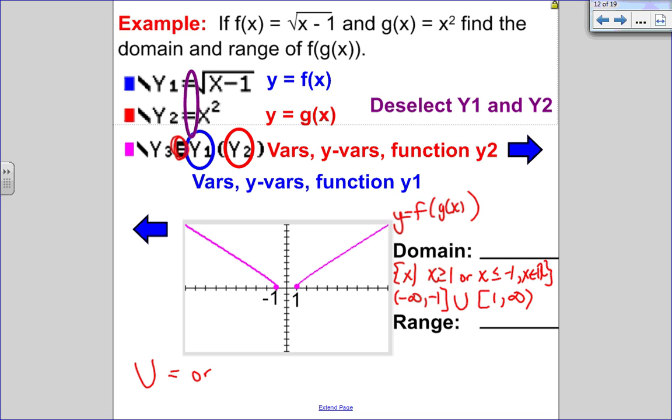Let's look at my range. My range is in quadrants number 1 and 2, so it's everything that's positive. So that would be the set of all y such that y is greater than or equal to 0 and still an element of the reals. Or if you want to do that in interval notation, it would be including 0 up to but not including infinity.